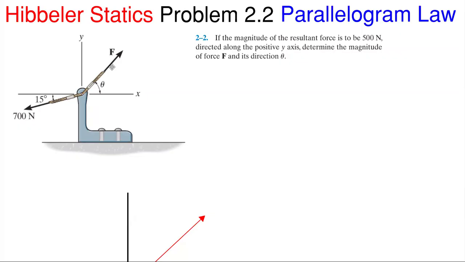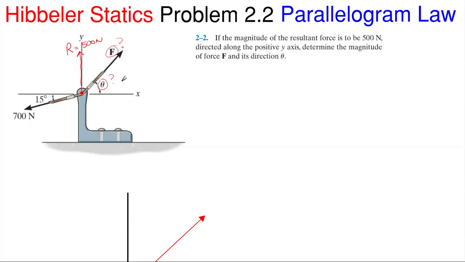So what we have here is this picture on the left with this bracket, and it says if the magnitude of the resultant force is to be 500 newtons directed along the positive y-axis, meaning we're going to have something that looks like this. So the combination of these two forces of 700 newtons and F will create a resultant force along the y-axis here of 500 newtons. It is asking to determine what F causes that and what angle theta makes that happen.